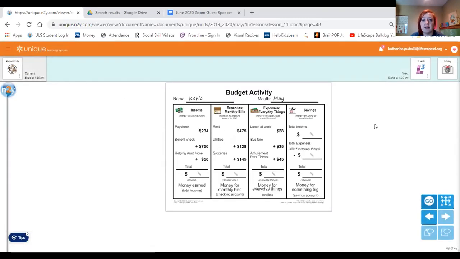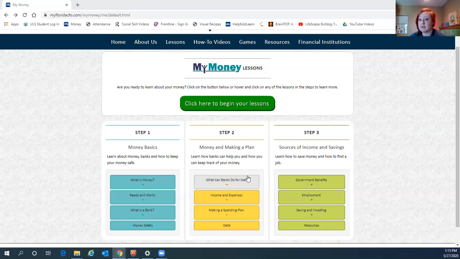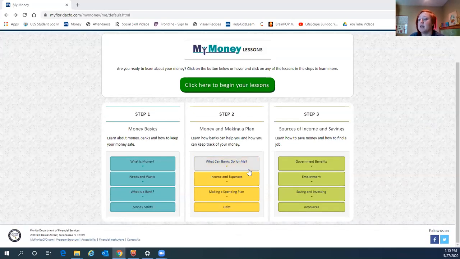We're going to finish our lesson by looking at another My Money lesson. There's some really great lessons on here related to budgeting. We're going to look at making a spending plan because that's what Carla and her friends have had to do. So today we're going to watch Making a Spending Plan.